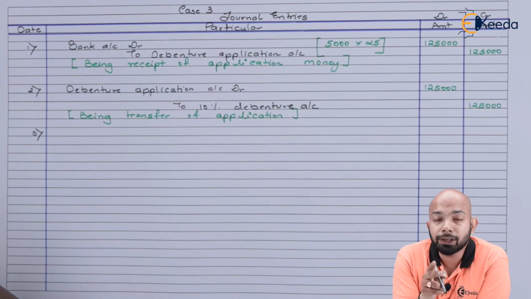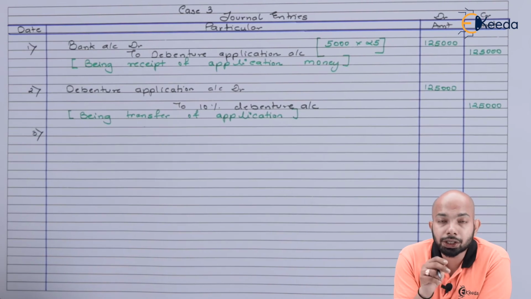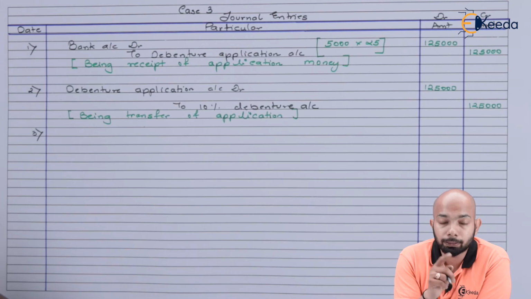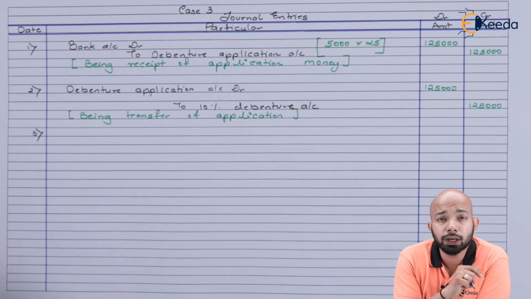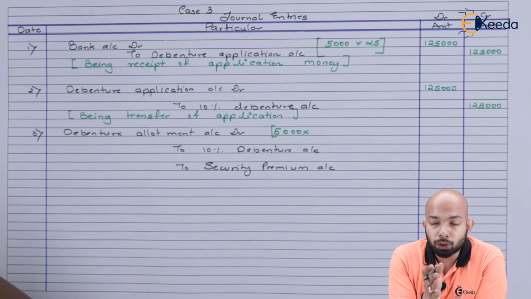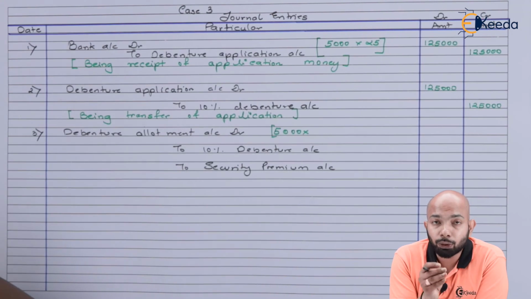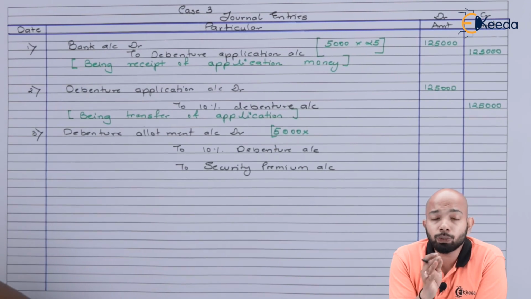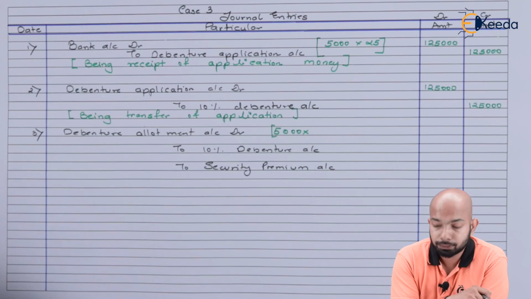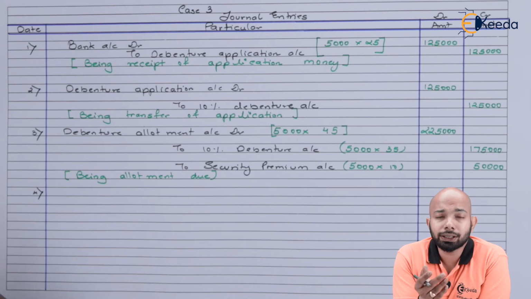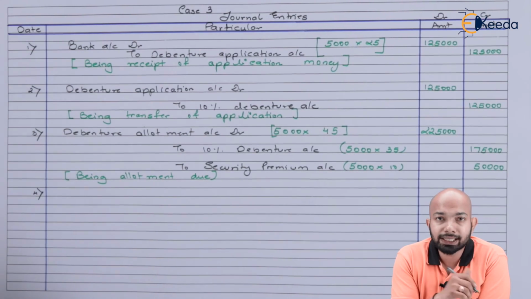Now, the next 2 entries that we will be passing here are the allotment due and the receipt of allotment money. As there is a premium included in the question, allotment due will have the securities premium. So let's mention that and let's not forget about it. Now the premium here was 10 rupees and the total allotment money that they're taking here is 45 rupees. That means capital amount will be 35 rupees per debenture. Now the next entry will refer to receipt of allotment. As there are no calls in arrears, hence the total amount will be received here.